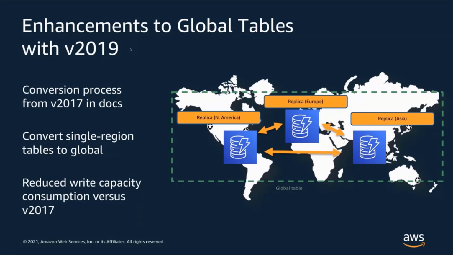Now, the newer feature that we talked about was the ability to take a table that's not empty and add a replica to it. We just described that. Also, going from 2017 to the newest version of global tables, the write capacity consumption, meaning the cost to you, the customer, was greatly reduced. So it's much more efficient. There are fewer writes that you'll be paying for as a customer. More on cost in a moment.